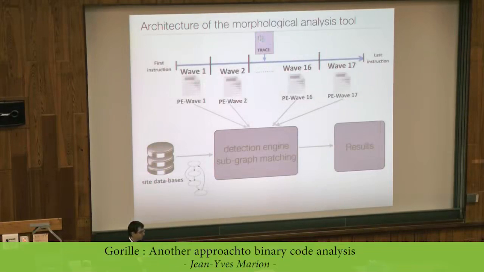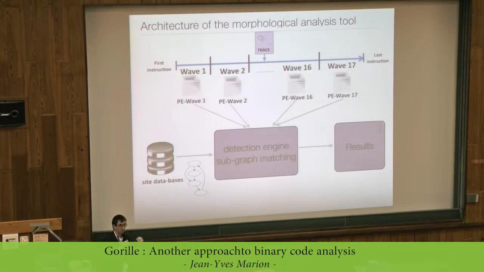So the architecture of the morphological analysis tool, which is now named Gorille, is the following one. The beginning is very identical to Codisasm. That means that you have dynamic analysis. You recover all waves. Then you take the memory snapshot of each wave.